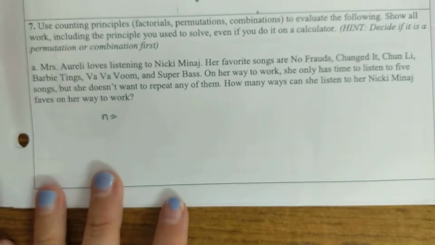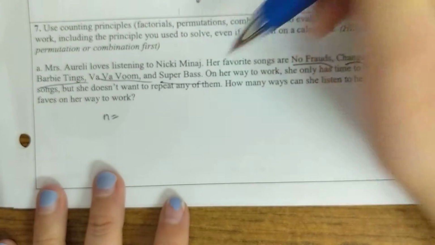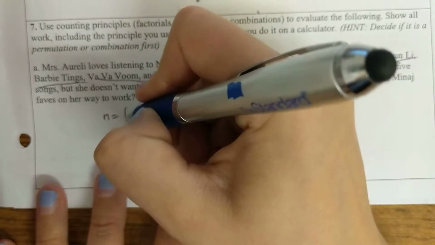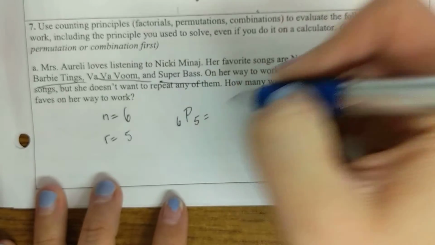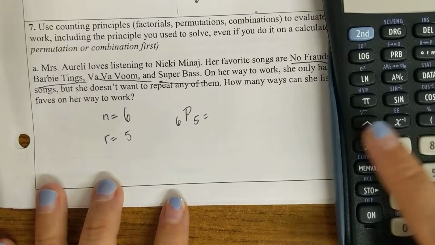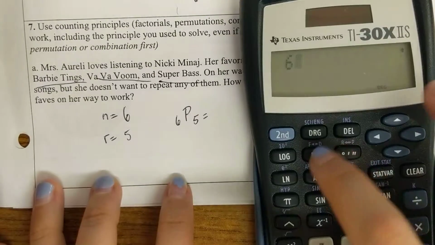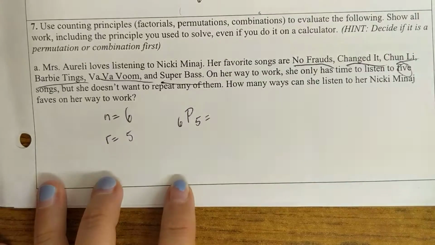How many total songs? 1, 2, 3, 4, 5, 6. How many can I listen to? 5. So 6P5. I feel like I should be able to do this in my head, but I can't right now. 720.